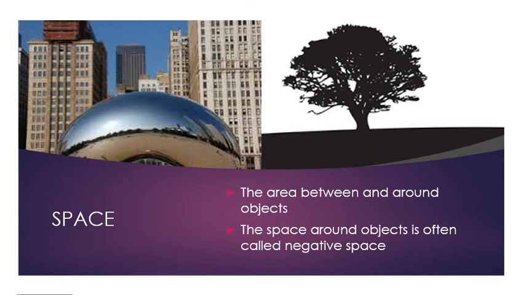Another element of art is space. So the space is the area between and around objects. The space around objects is often called negative space. So these are the examples of space.